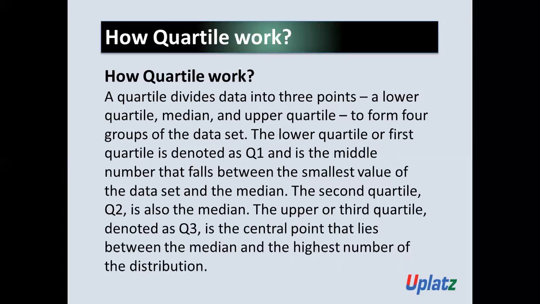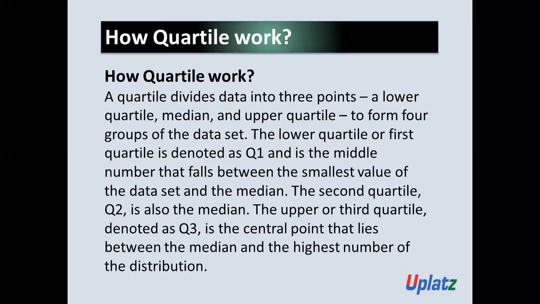What is the lower quartile? The lower quartile is denoted as Q1, and it is the middle number that falls between the smallest value of the data set and the median. The second quartile Q2 is also the median. Okay, the median is also the second quartile, or you can say the second quartile is also known as the median.